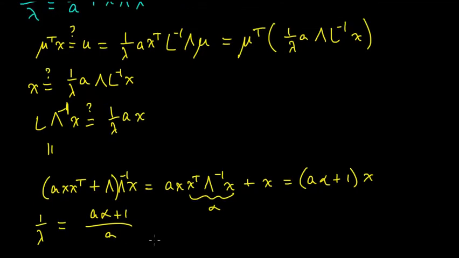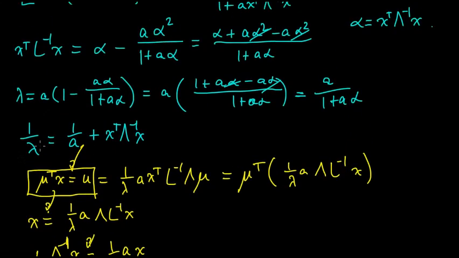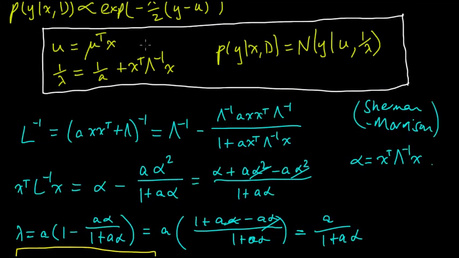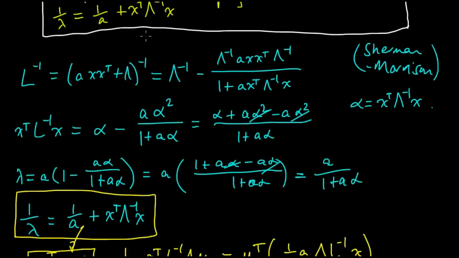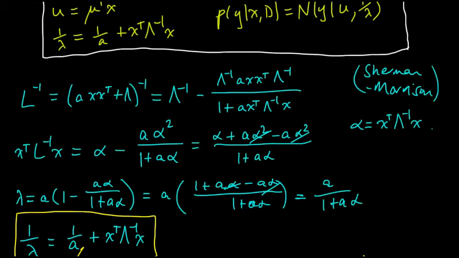So that shows that this was true, and that shows that that was true, and that shows that that was true. And that's what we wanted to prove, that the mean of that distribution over y equaled mu transpose x. So we got these two results. And that was what we wanted to prove. U equals mu transpose x, and 1 over lambda equals 1 over a plus x transpose lambda inverse x.